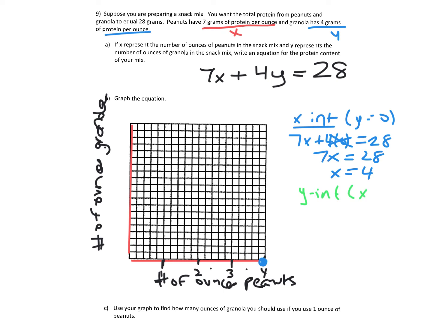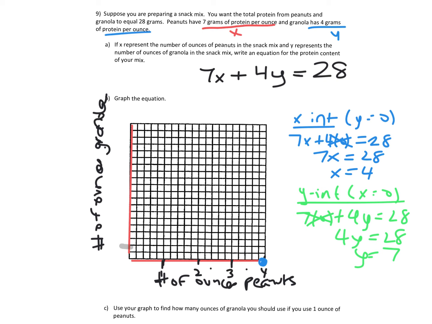sub in that x equals 0. So I have 7 times 0 plus 4y equals 28. This drops out. I now have 4y equals 28, so my y-intercept should be 7. So again, make sure that here on the y-axis, you're at 7. I'm going to do every 2 squares represents 1. So I'm on highlighter. Okay, so this is 1, and then 2, 3, 4, 5, 6, 7.